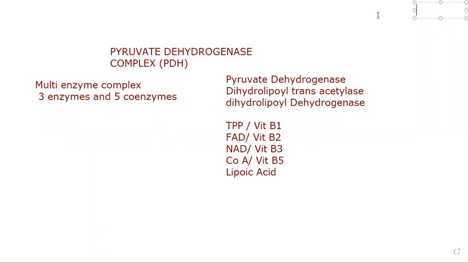So today we are going to deal with pyruvate dehydrogenase complex. It's also called PDH. Pyruvate dehydrogenase complex is a multi-enzyme complex which is made up of 3 enzymes and 5 coenzymes. So where is this pyruvate dehydrogenase complex functioning? It helps in the conversion of pyruvate to acetyl CoA.